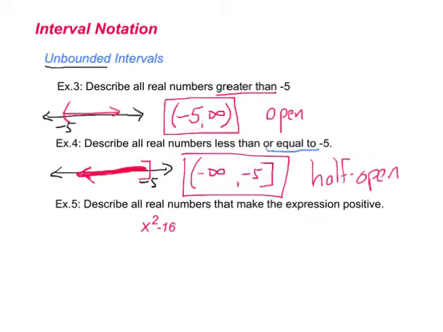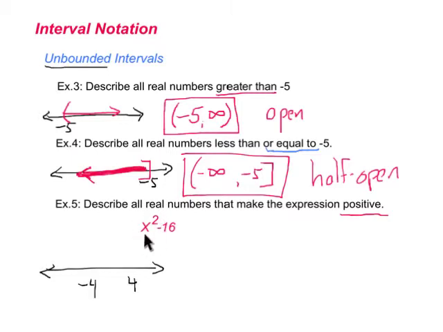Finally, we have all positive numbers. We want to describe all the real numbers that make this expression positive. And in this case, we have one more little twist here. Well, we know that when x is 4, we get 0. When x is -4, we get 0. What numbers make this positive?